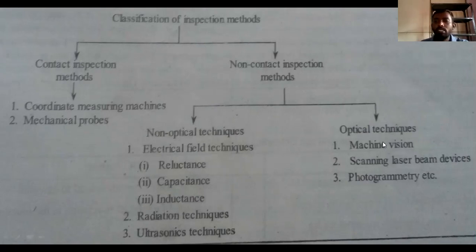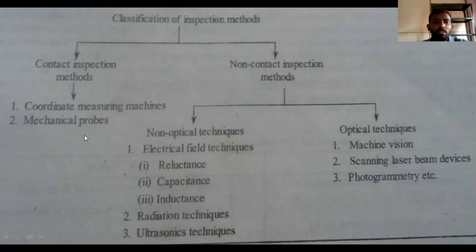Optical techniques again have classifications. The first one is machine vision, the second is scanning laser beam device, and the third is photogeometry. These are the optical techniques. Coming to the non-optical techniques, the first one is electrical field techniques, the second is radiation techniques, and the third is ultrasonic techniques.